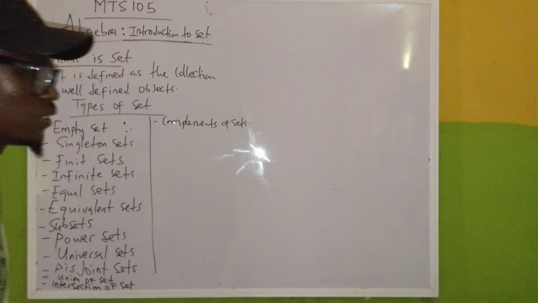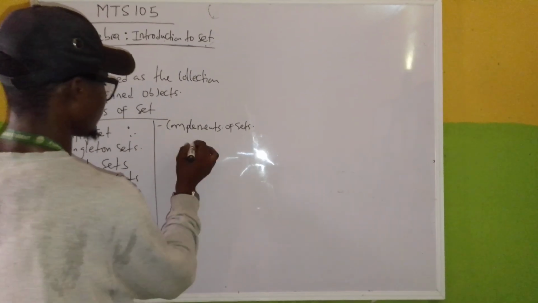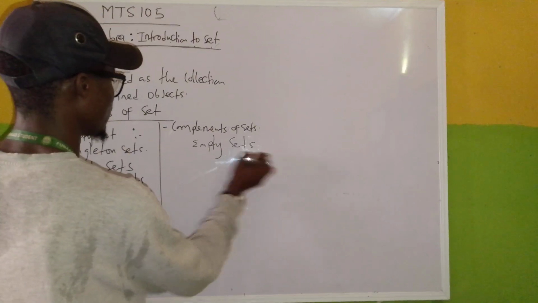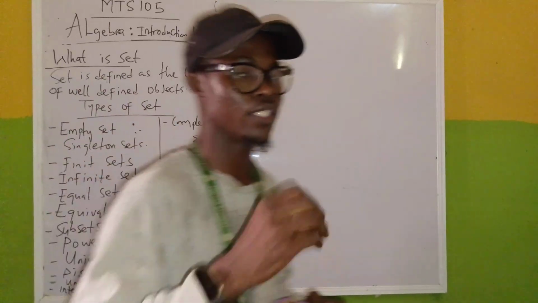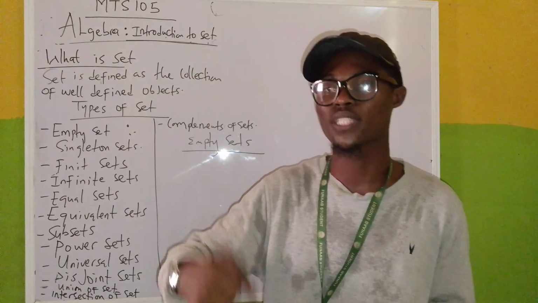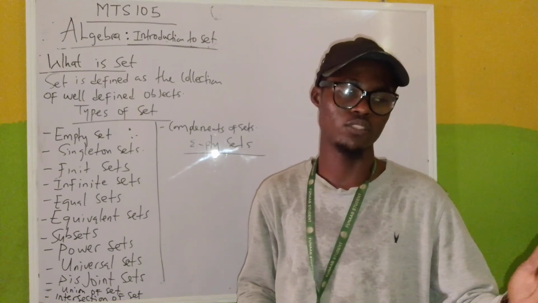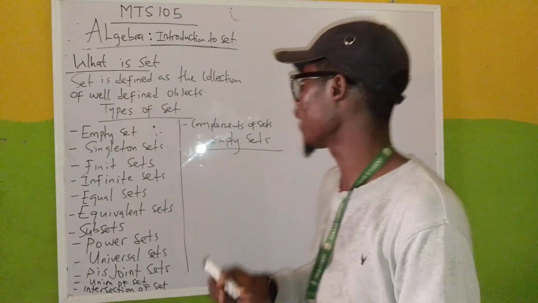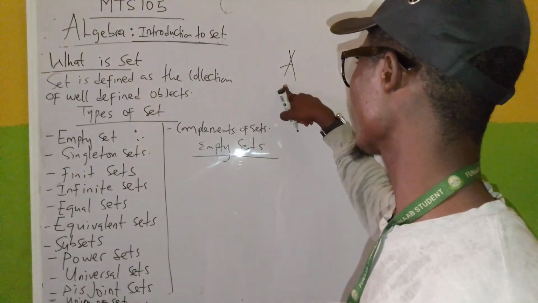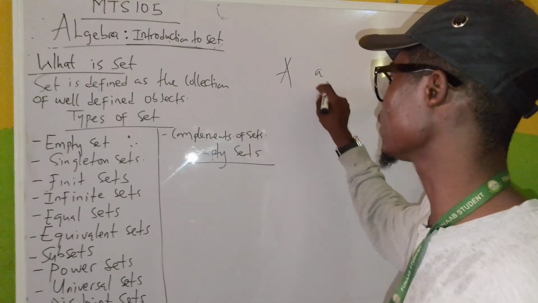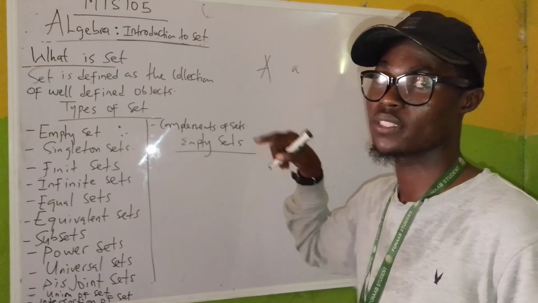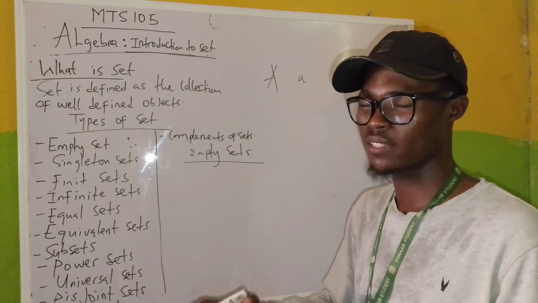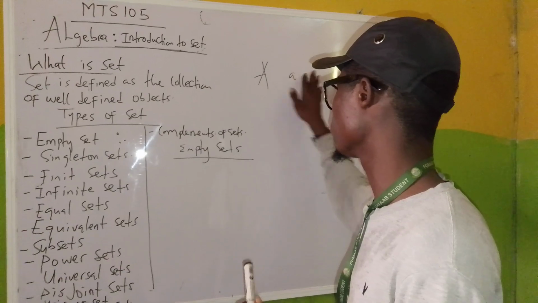So what is an empty set? Let me start with what a set is. Mind you, whenever you hear the word set, it is always denoted with a capital letter, while the element, which we call the member, is always denoted with small letters. So if I have capital letter A, I have small letter a. The difference between this and this is that this is a set and this is an element. So an element is a member of a set. Element is defined as what? As a member of a set. Do you understand now? So that's it.